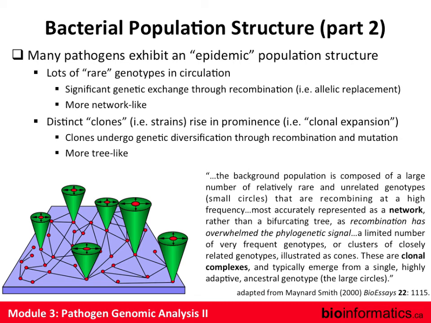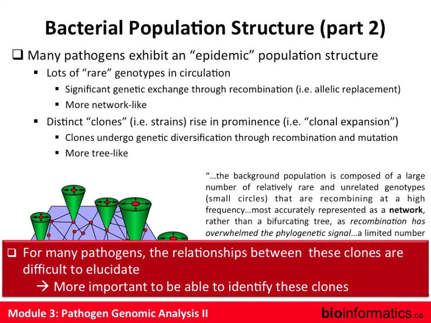But anyway, the important thing is that for many pathogens, the relationships between the clones are what matter. Because really, trying to figure out the relationships between the clones is almost not useful because there is too much noise. So it's more important to define the clones, to find the groups that are important. And the relationships between them, we can't really figure out.